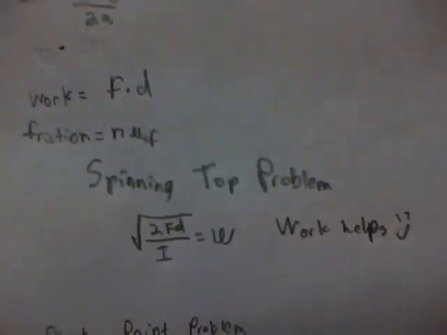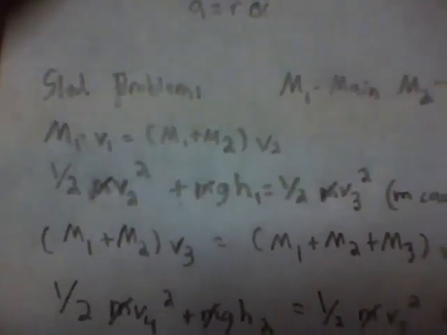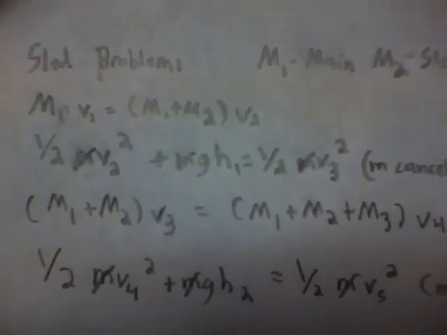friction equals the normal force times the coefficient of friction. And then I did the spinning top problem, which is number 9. I threw it in just to help. And I put in the sled problem, which includes all of these equations right here, which are M1 V1 equals (M1 plus M2) V2, yada yada yada.